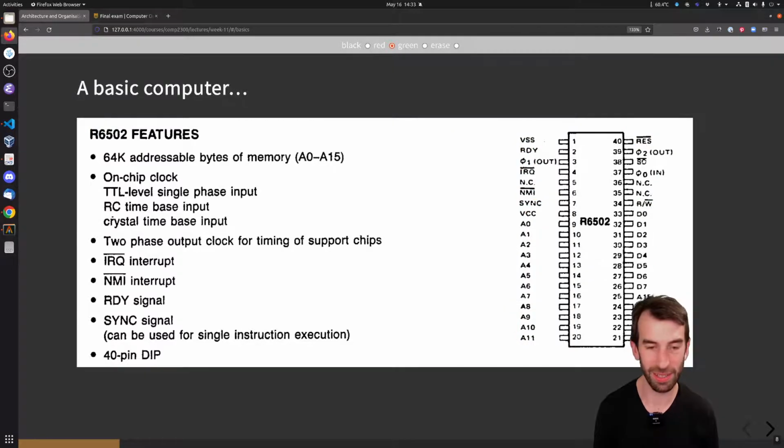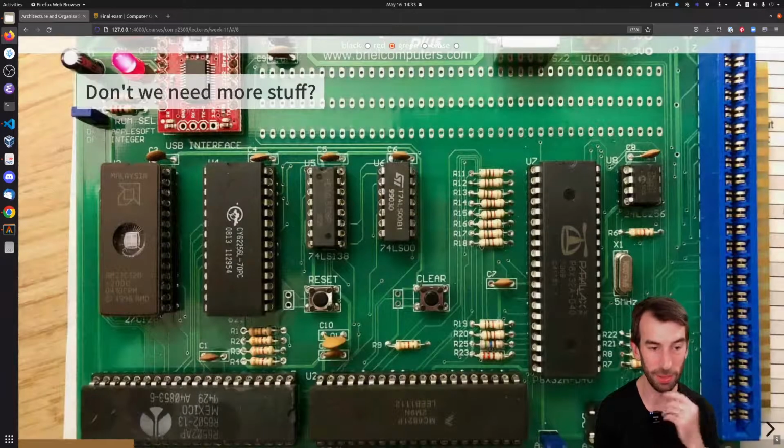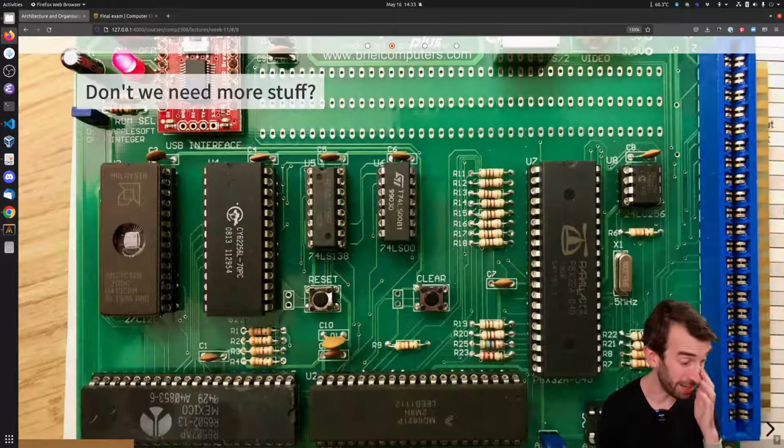What's inside this 6502? Oh well, here's what it looks like. I've actually got one on my desk right now.